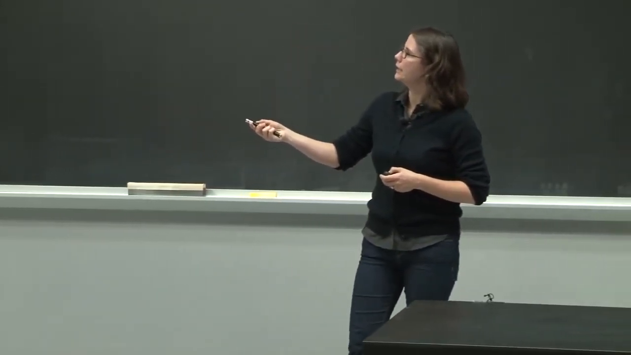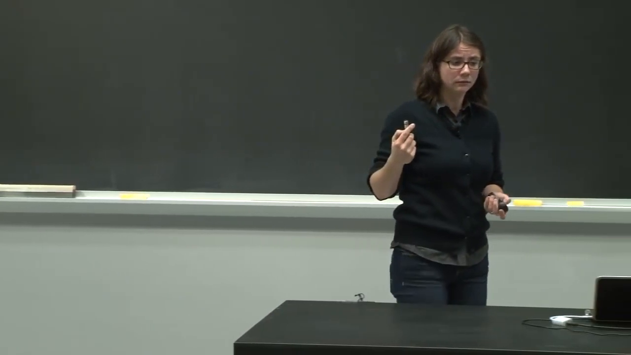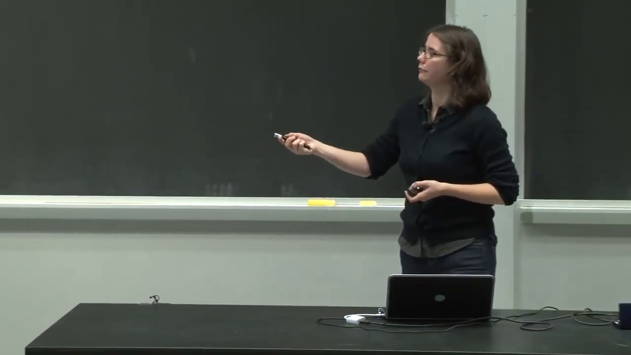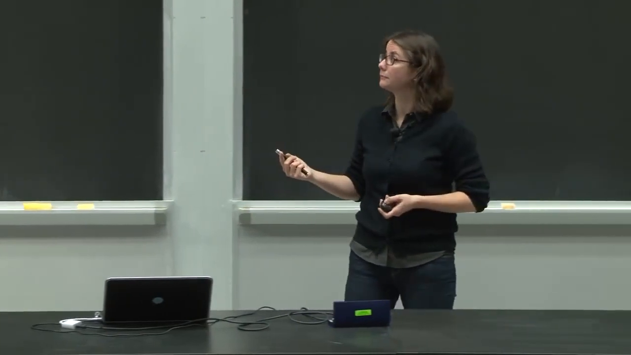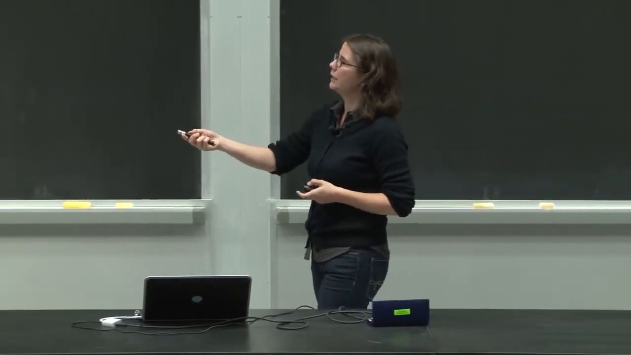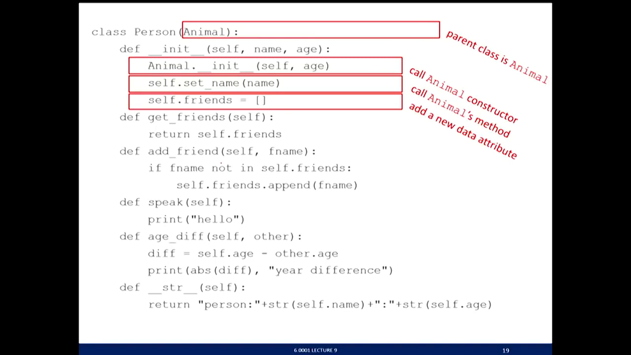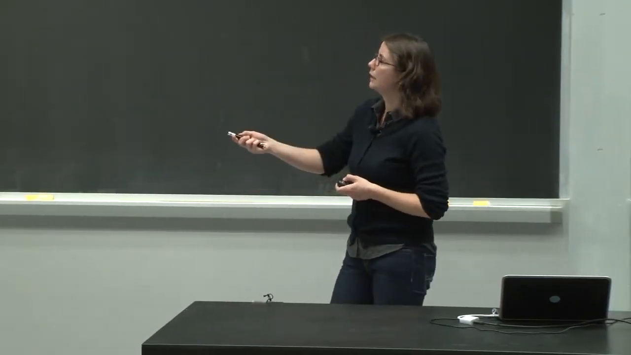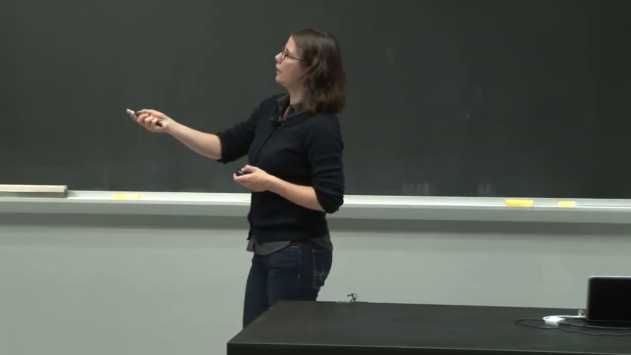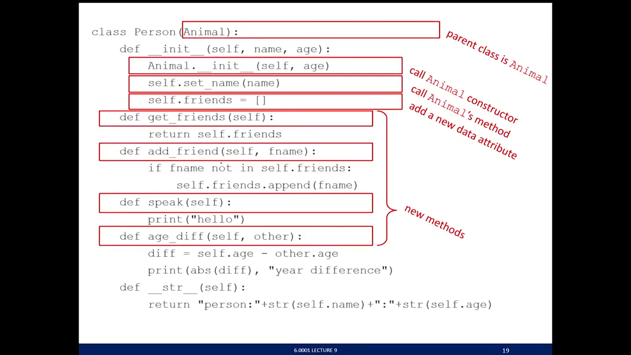The next thing I'm doing in the init is setting the name to whatever name was passed in. Notice that in the init I can do whatever I want, including calling methods. The last thing I'm doing here is creating a new data attribute for a person, which is a list of friends. An animal didn't have a list of friends, but a person is going to. The next methods here: this one's a getter, so it returns the list of friends. This one appends a friend to the end of my list. Note that I didn't write a method to remove friends, so once you get a friend, they're friends for life. But that's okay.